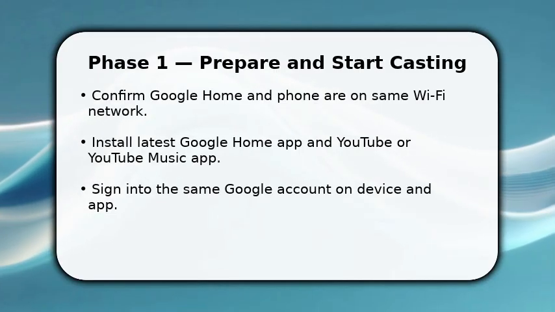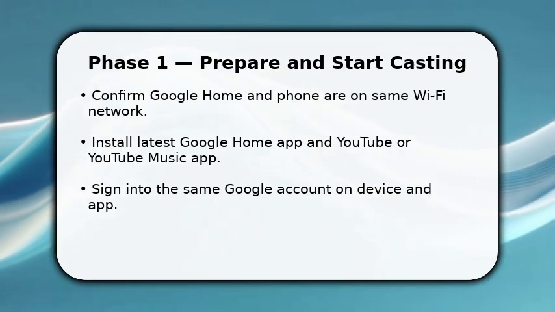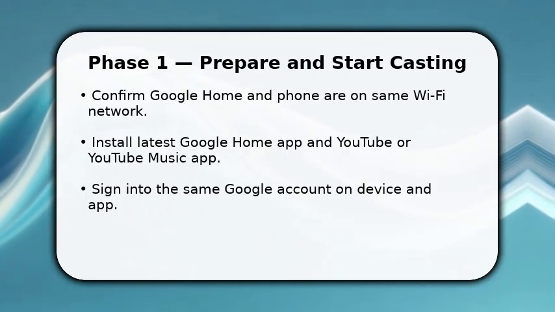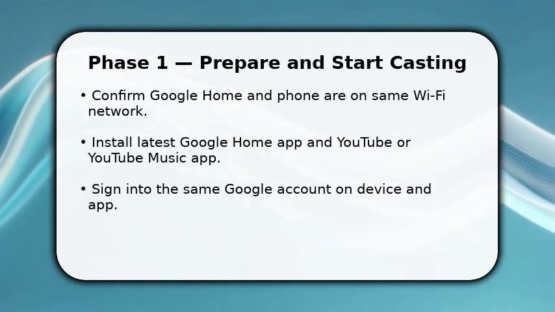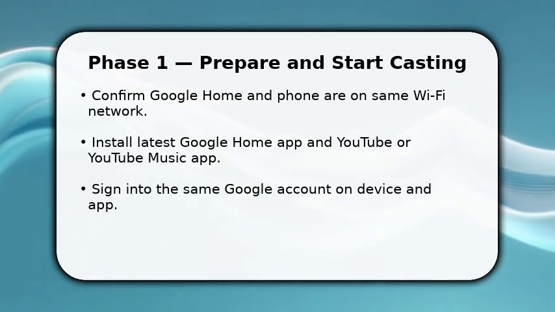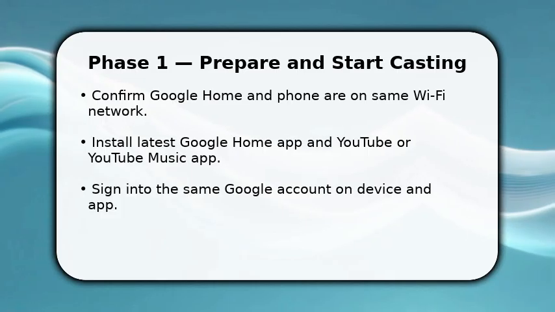You need to act now. Check that your Google Home and phone are on the same Wi-Fi network and that both are updated. Open the Google Home app and sign in with the account linked to the speaker. Next, open YouTube or YouTube Music and locate the video or playlist you want.